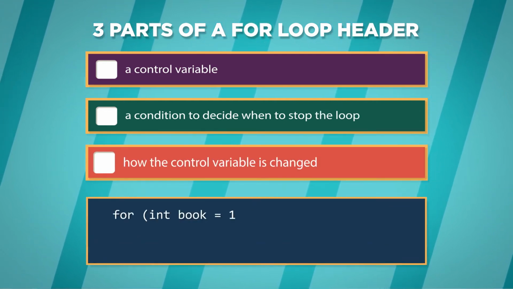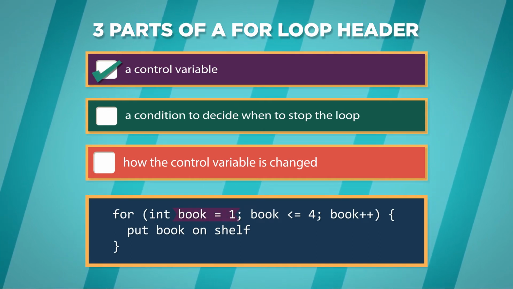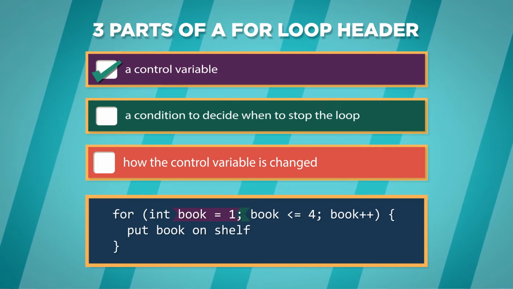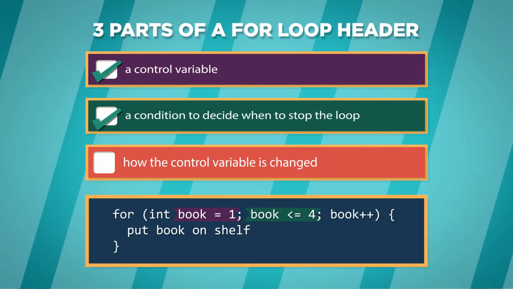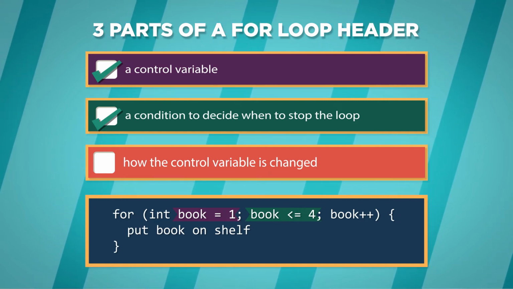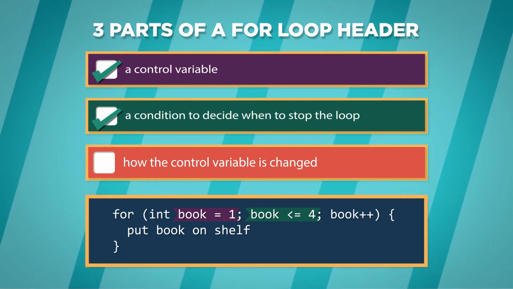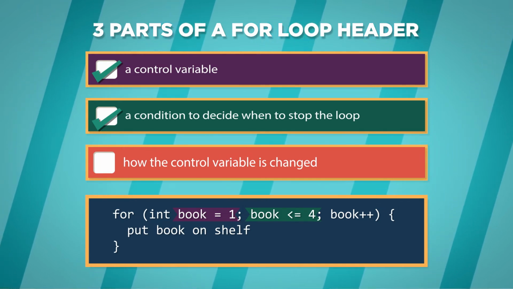For the control variable, we create a variable called book and set it to a starting number. Next, the condition. The loop will continue as long as this condition is true. In this case, we will loop as long as book is less than or equal to 4. As soon as book reaches 5, the condition reevaluates as false and the loop ends.